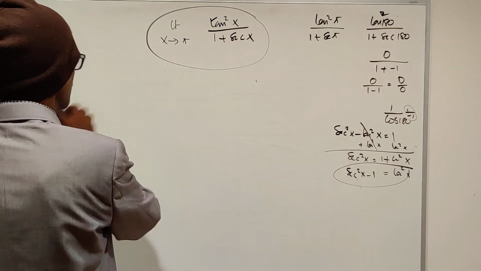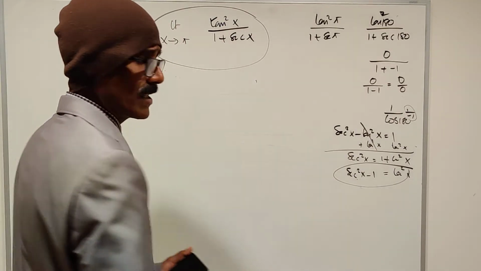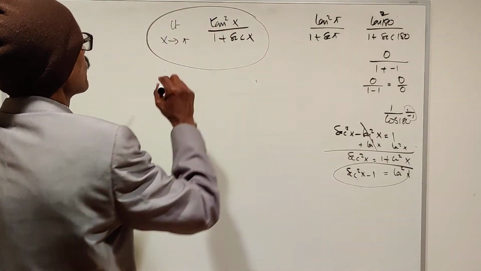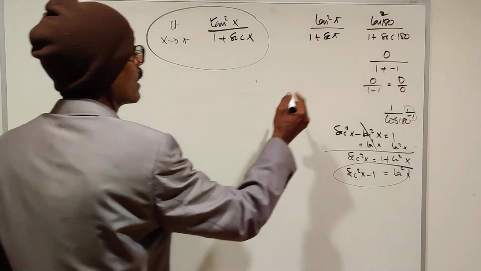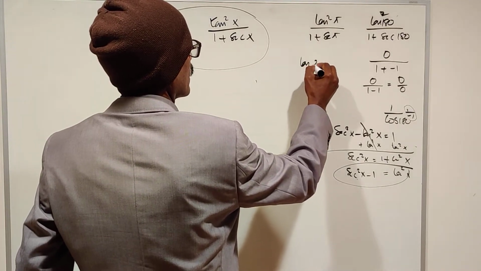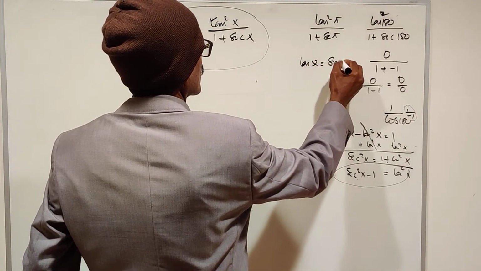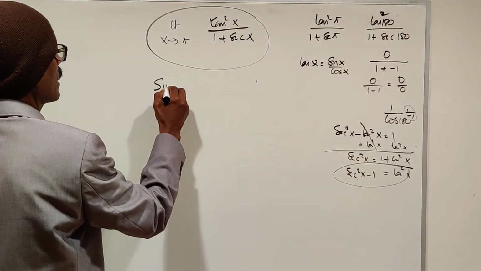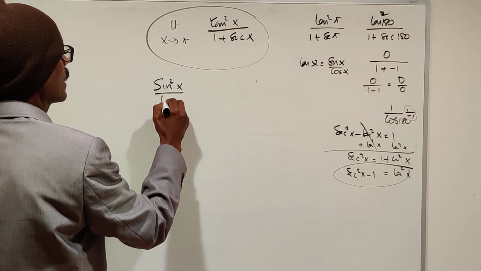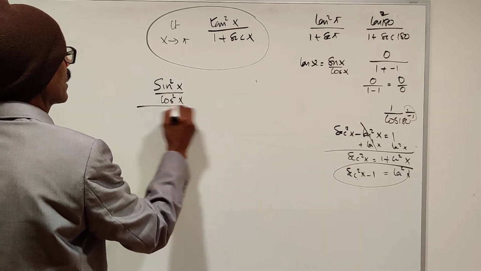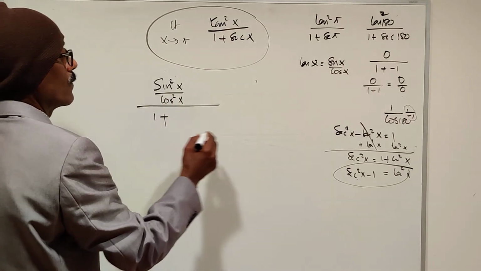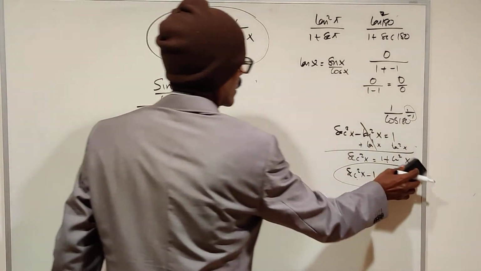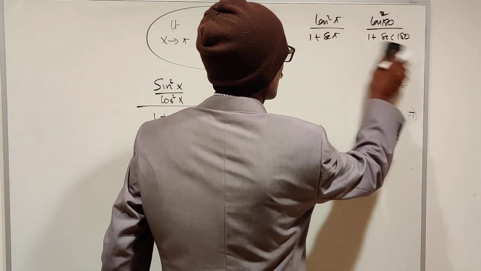Another method is not really a method; we can just apply many different formulas. So tan square x, what is tan x? Tan x is sin x by cos x. I am going to apply that formula here. So sin square x by cos square x divided by 1 plus sec x. I am going to write down the trigonometric formulas.